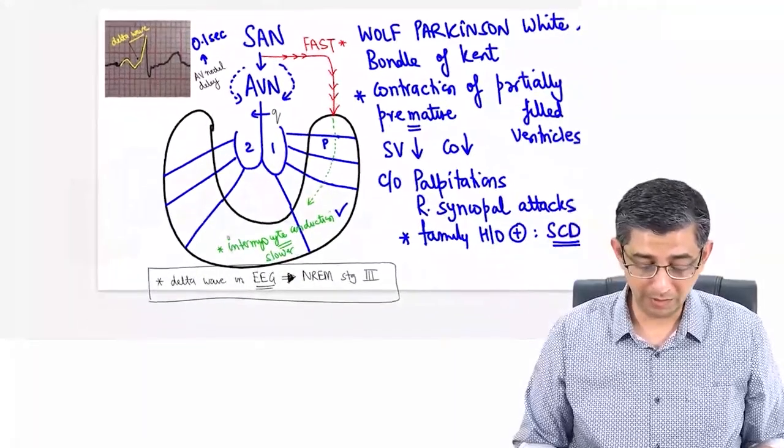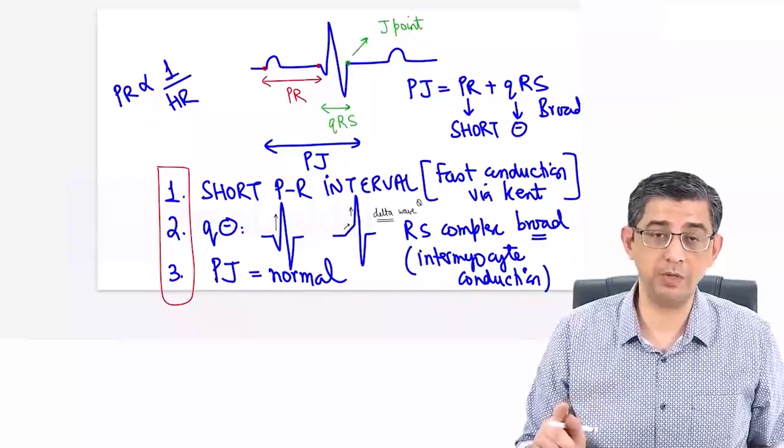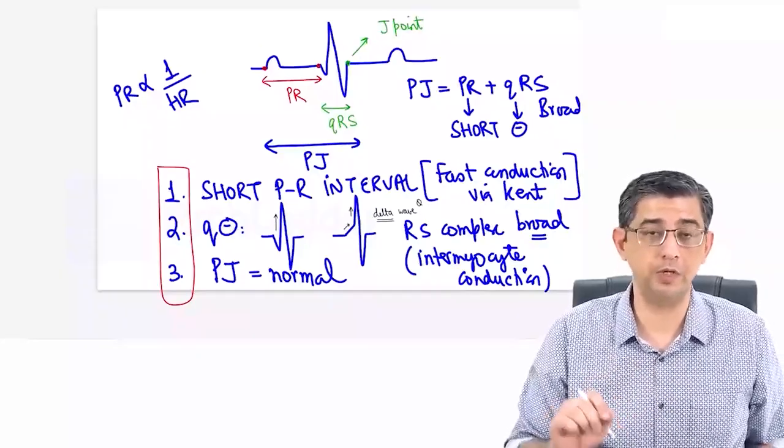The objective of the current part of the discussion was to sensitize you to conditions which would be having a short PR interval. At the moment, we have discussed two of them. Both require radiofrequency ablation, WPW and LGL.